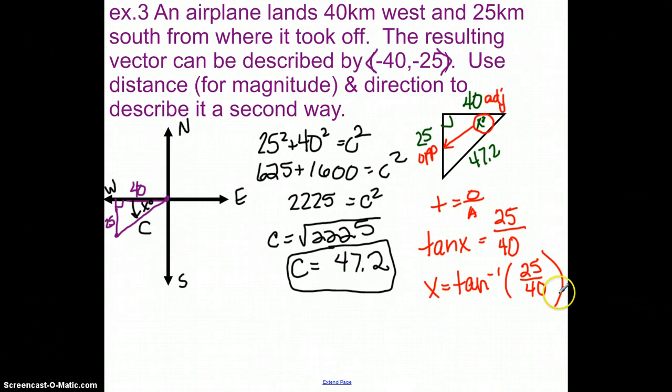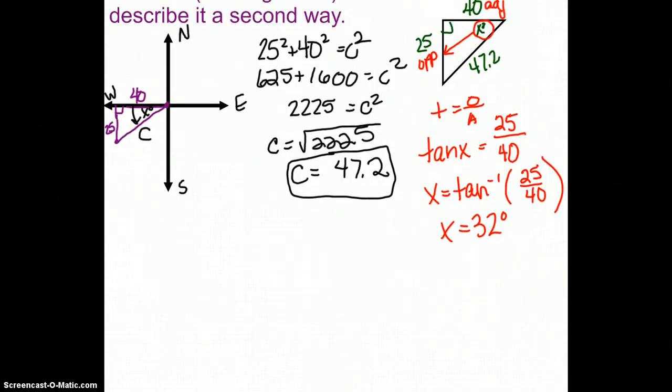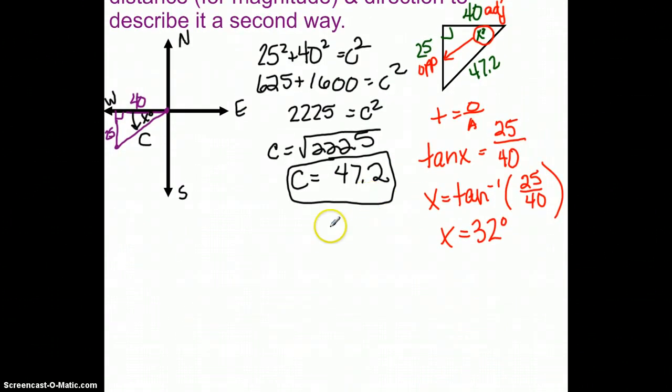Now again, we want to go to the nearest whole number because it's an angle. So it's 32.0053, keeps going. So that means if we rounded it to 32 degrees, that would be the easiest way. Now, if I were to describe this, we're going to have to put all of this together.